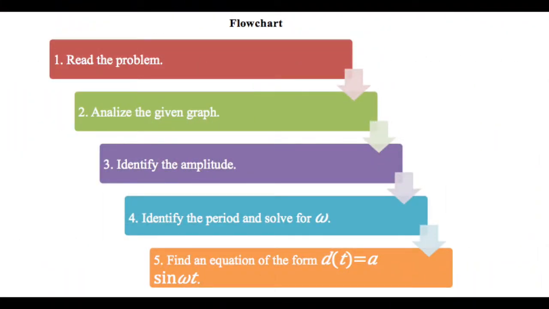This is our flowchart. First, you have to read the problem. It's very important that you understand. Next, you have to analyze the given graph. Then, identify the amplitude so you can graph it. Identify the period and solve for omega. And finally, find an equation of the form d of t equals a sine omega times t.